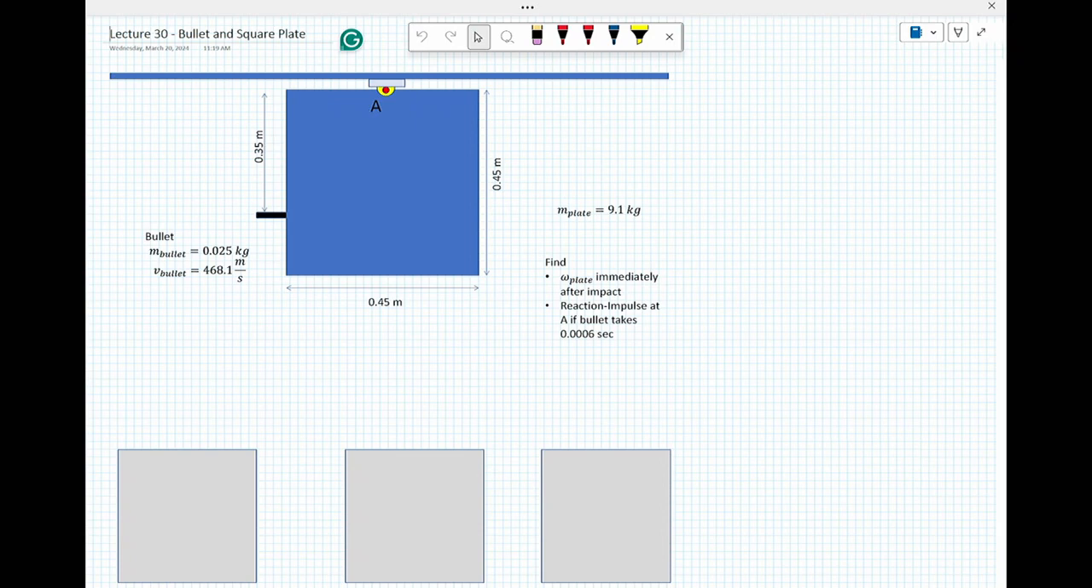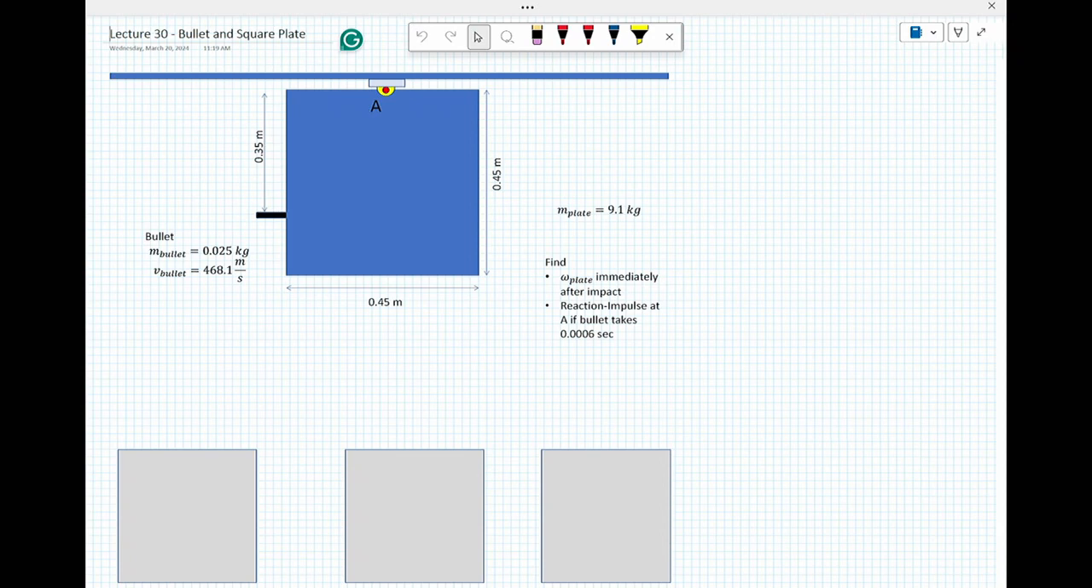So a typical problem, and one you've dealt with in the past, is one where you have a rod or some sort of pendulum that was impacted by a bullet, and up till now, the pendulum or the rod was zero mass. Well, now we're going to look at something that happens when you have a plate which has a cross section of 0.45 meters by 0.45 meters. The bullet has a mass of 0.025 kilos. The velocity of the bullet is 468.1 meters per second.